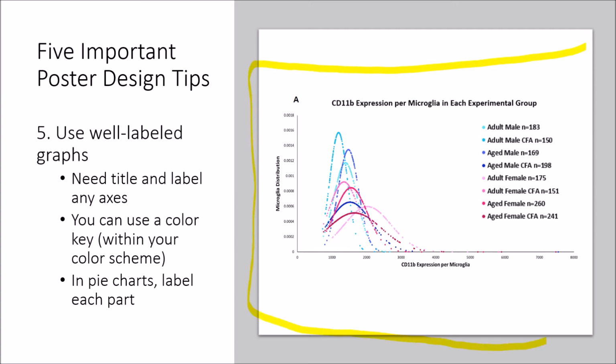This picture is from the poster I showed earlier. Don't worry too much about what the graph means. Just notice that it has a title, the X and Y axes are labeled, and I used a color-coded key to signify who the different data points are about.